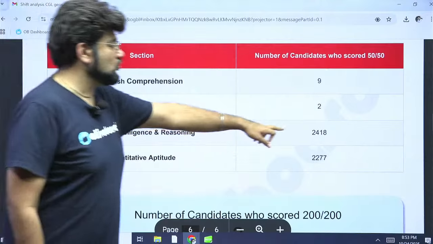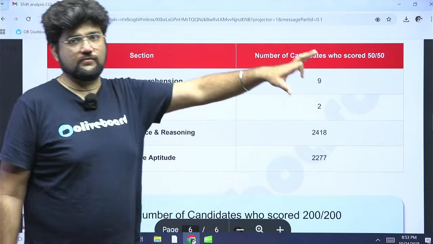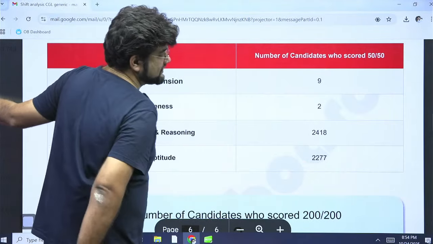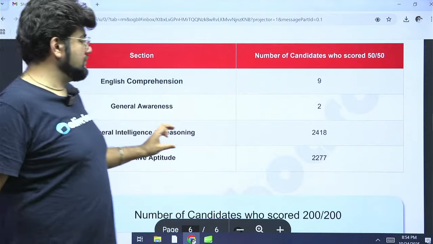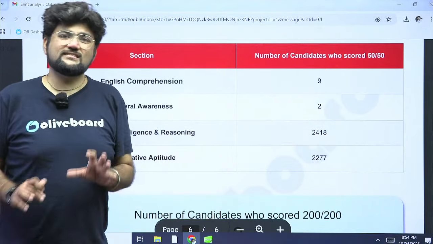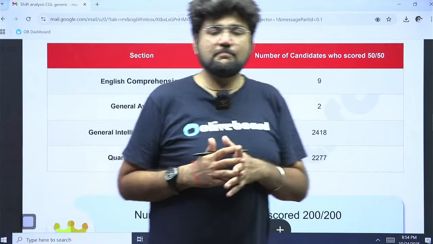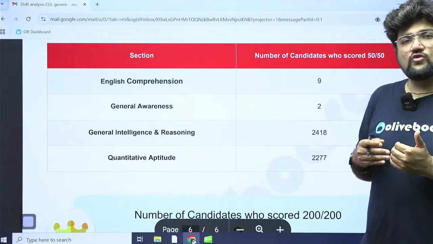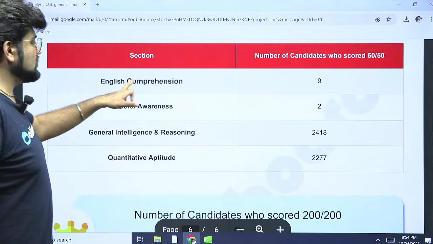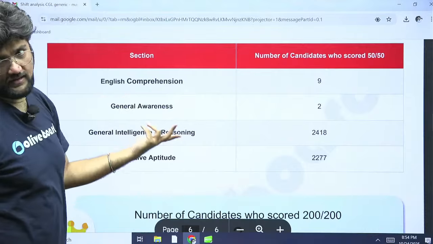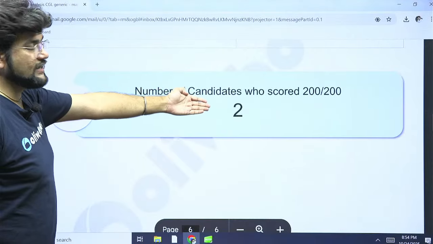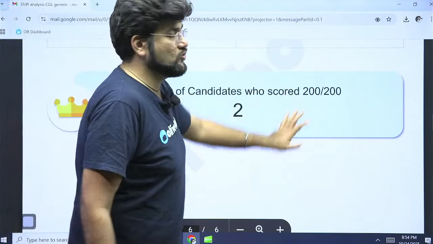General intelligence and reasoning, 2,418 students have secured a 50 on 50 in reasoning. And quantitative aptitude, 2,277 students have secured a perfect score. You can see the major chunk is concentrated in reasoning and quant. So reasoning and quant overall has been at par with your previous year exams only. There was not a wide variation in pattern observed and hence the students performed as expected. There was a change seen in English comprehension. General awareness is always the same only. And now the most unique thing which has come across is that there are 2 candidates in this whole data set who have secured a perfect 200.